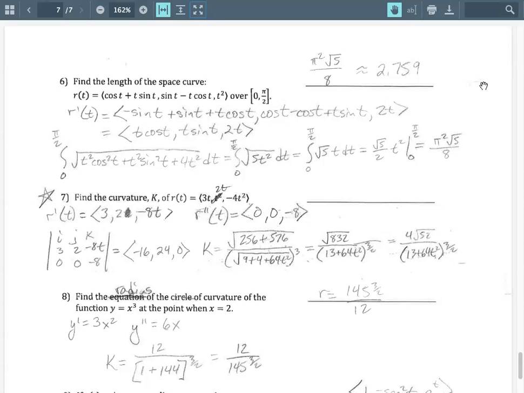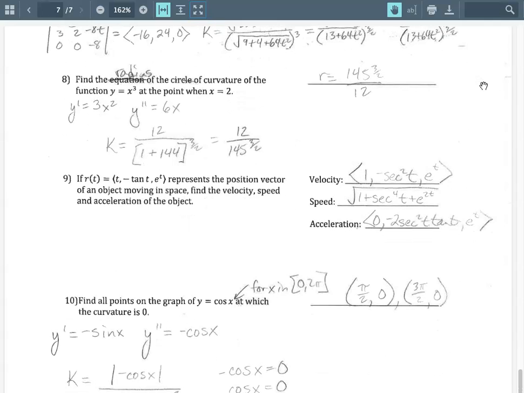Okay. Do you all understand radius of curvature? You find the curvature and then you just flip it. Radius of curvature is another topic that was not in your homework. Again, this book just doesn't emphasize it. But it's not hard. You just find the curvature and you take the reciprocal. All right. So, any questions on radius of curvature? We're comfortable with curvature? Okay.